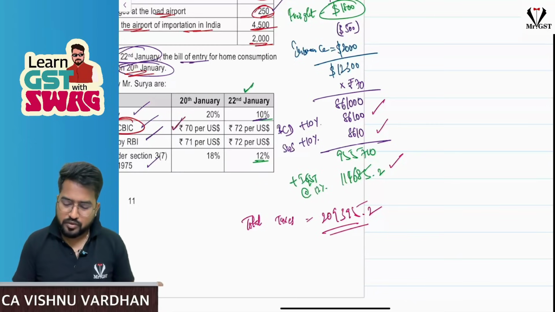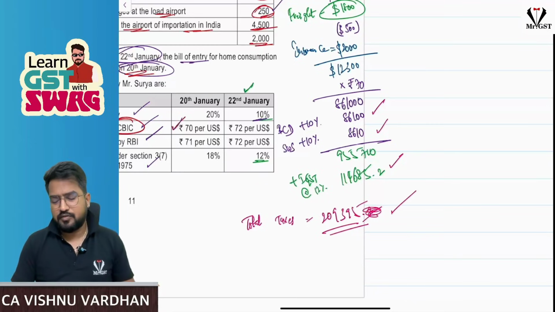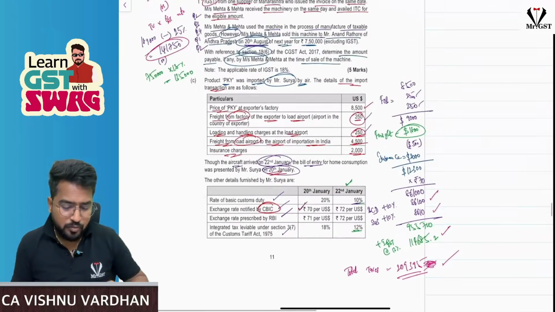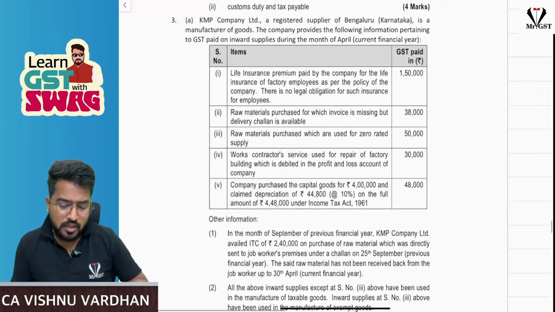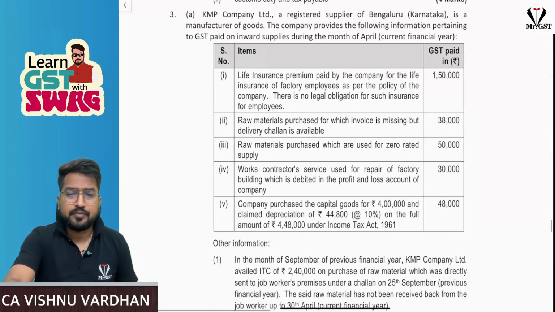209,395.2. So if you round up, it will be 395. That will be the answer. Okay. So that is the answer for this particular problem. Hope it is clear. So we are done with question number 2. Let us move on to question number 3.